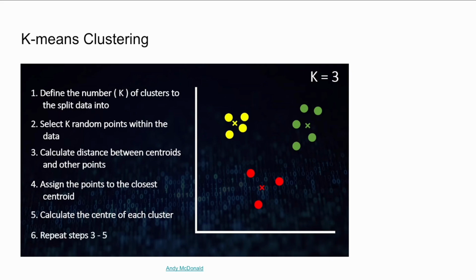Eventually, we will reach a point where the mean points of the clusters do not change, and then we have our final clusters. And this is just a very simple illustration of how k-means clustering works.